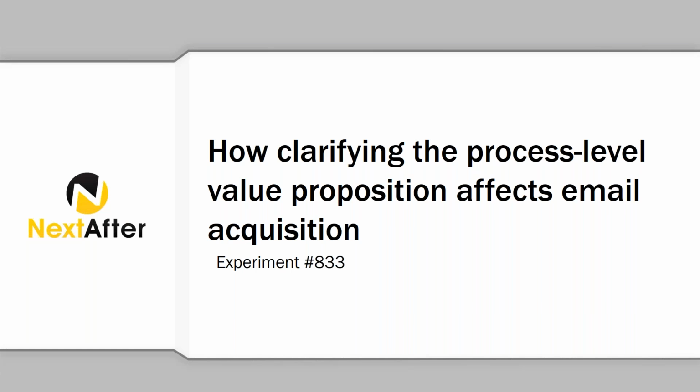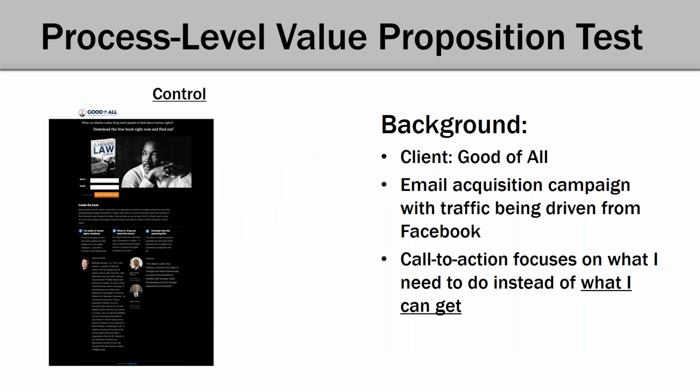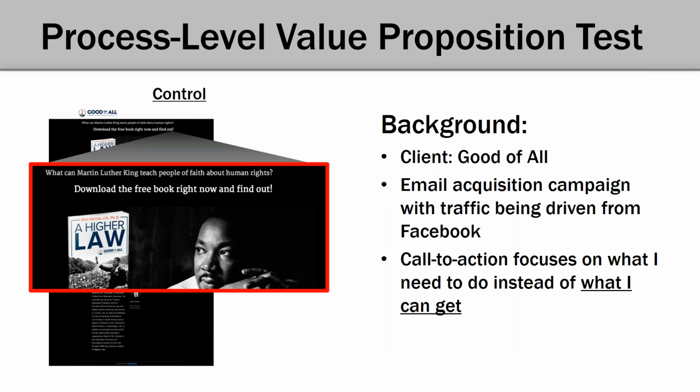So experiment number 833, how clarifying the process level value proposition affects email acquisition. This is another ebook download page. And in this particular example, we're focusing just on the headline copy and the call to action copy. What can Martin Luther King teach people of faith about human rights? Download the free ebook and find out. This is the control version of the page.